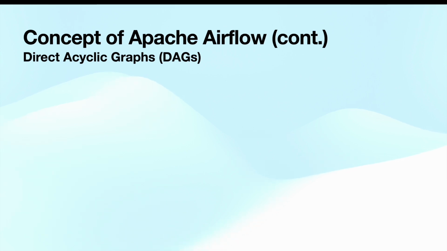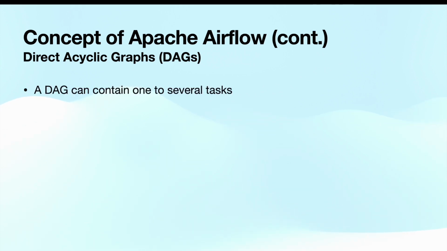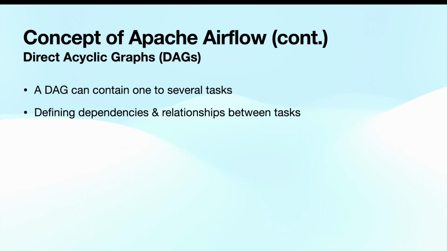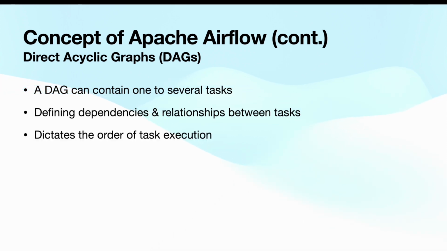Next, we have the directed acyclic graphs, the DAGs, the main concept of Airflow, which consist of one to several tasks. And the DAG is defining the actual dependencies and relationships between those tasks. It also dictates the order of task execution. So this is where we specify when which tasks need to be executed and which task is dependent on which other task.